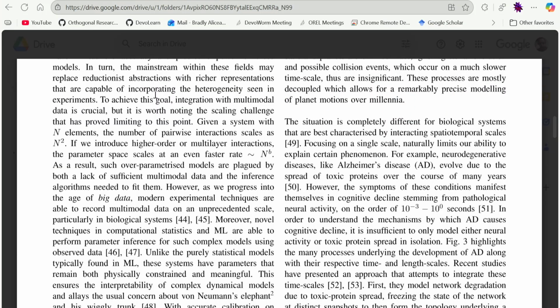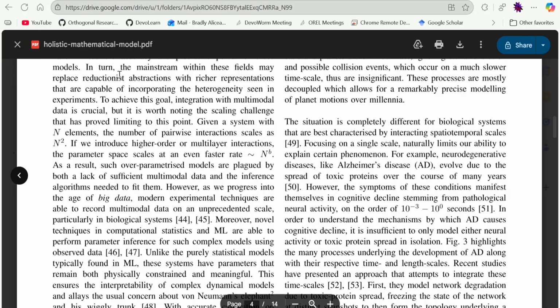So they make the point here that, in turn, the mainstream within these fields may replace reductionist abstractions with richer representations that are capable of incorporating the heterogeneity seen in experiments. To achieve this goal, integration with multimodal data is crucial, but it is worth noting that the scaling challenges prove limiting. Given a system with n elements, the number of pairwise interactions scales as n squared. If we introduce higher-order or multi-layer interactions, the parameter space scales at an even faster rate, roughly n to the power of b. That's an exponential sort of rate of expansion of our model.